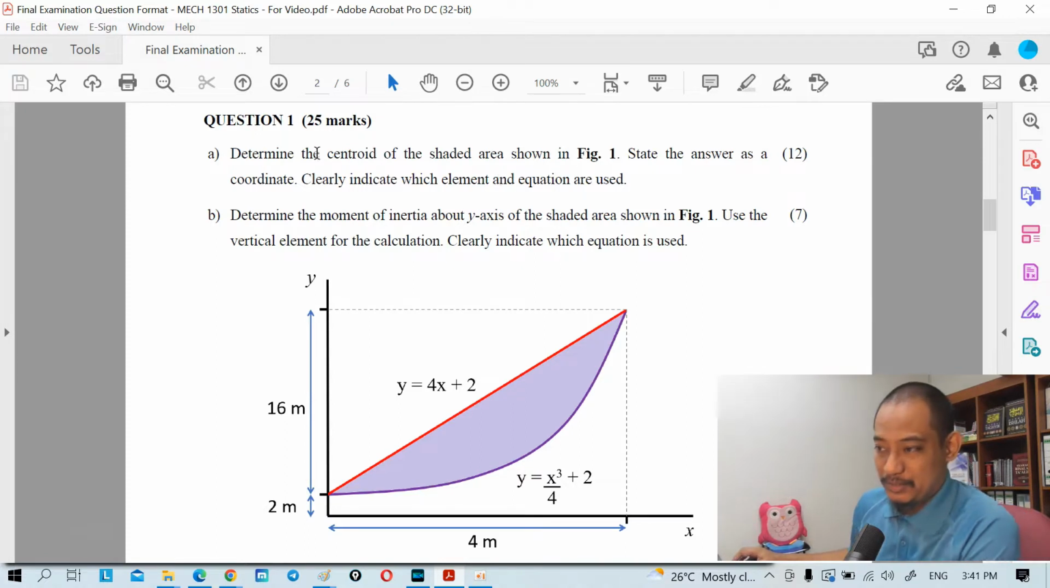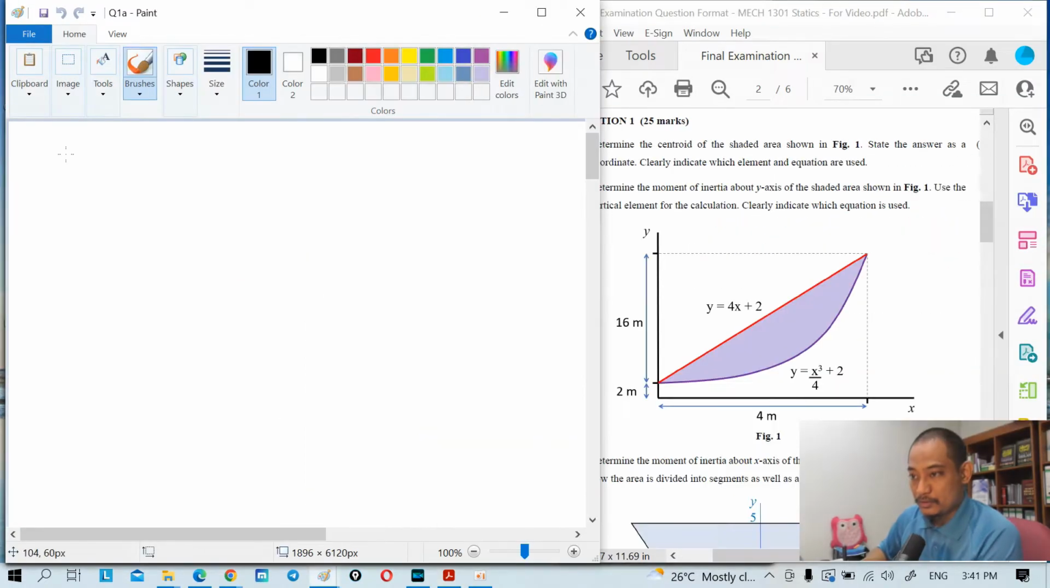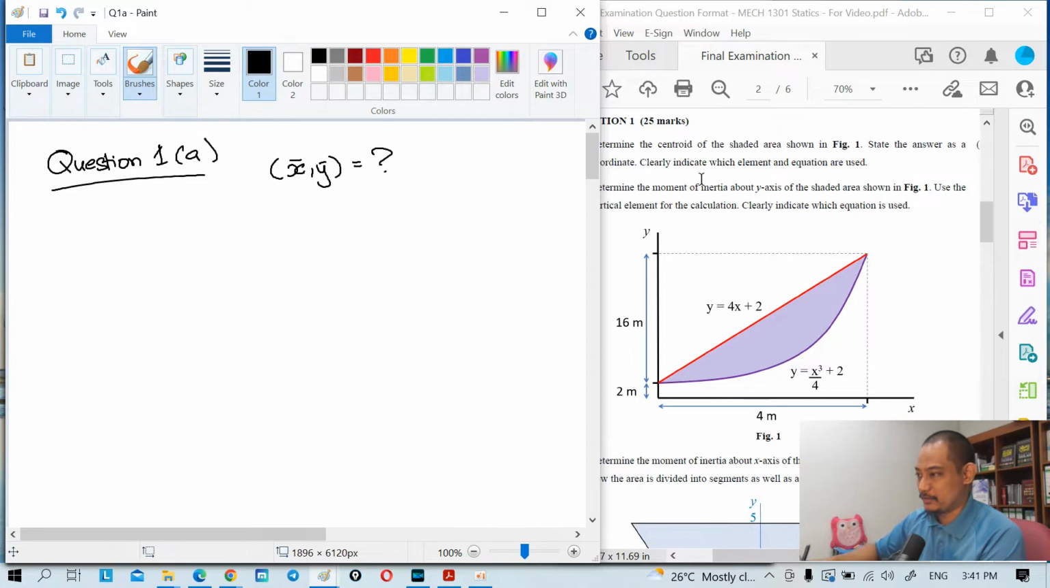Okay, question number 1. Determine the centroid of the shaded area shown in this figure. State the answer as a coordinate. Alright, so let's take a look at the important points. So this is question 1A. So the final answer should be in coordinate, right? So meaning that what is x bar, y bar, right? That's the final answer. Clearly indicate which element and equation used.